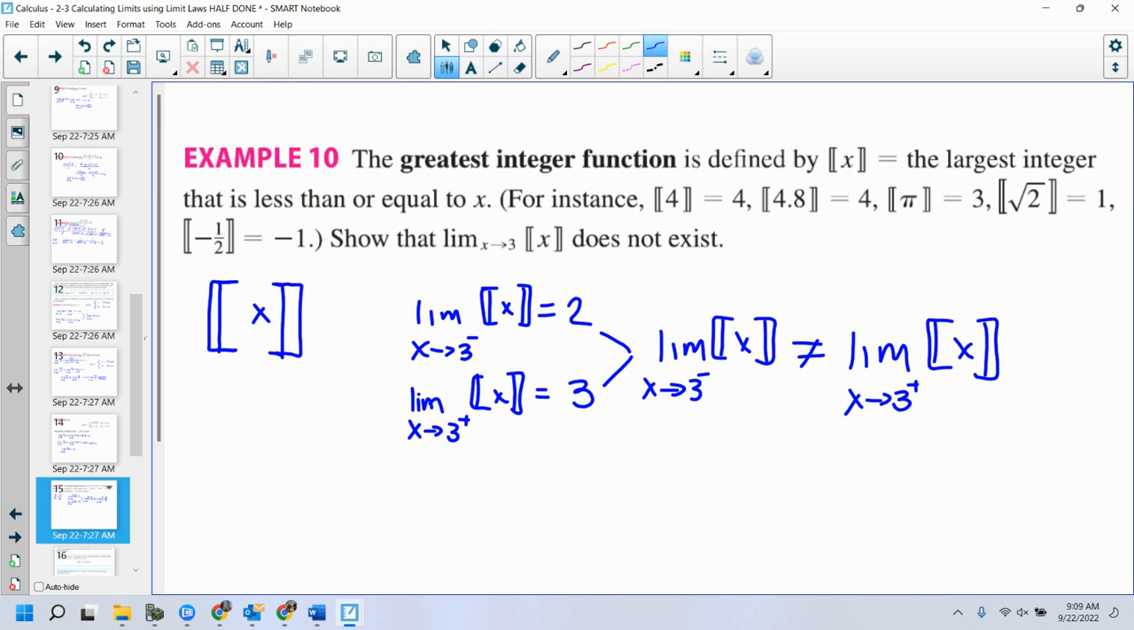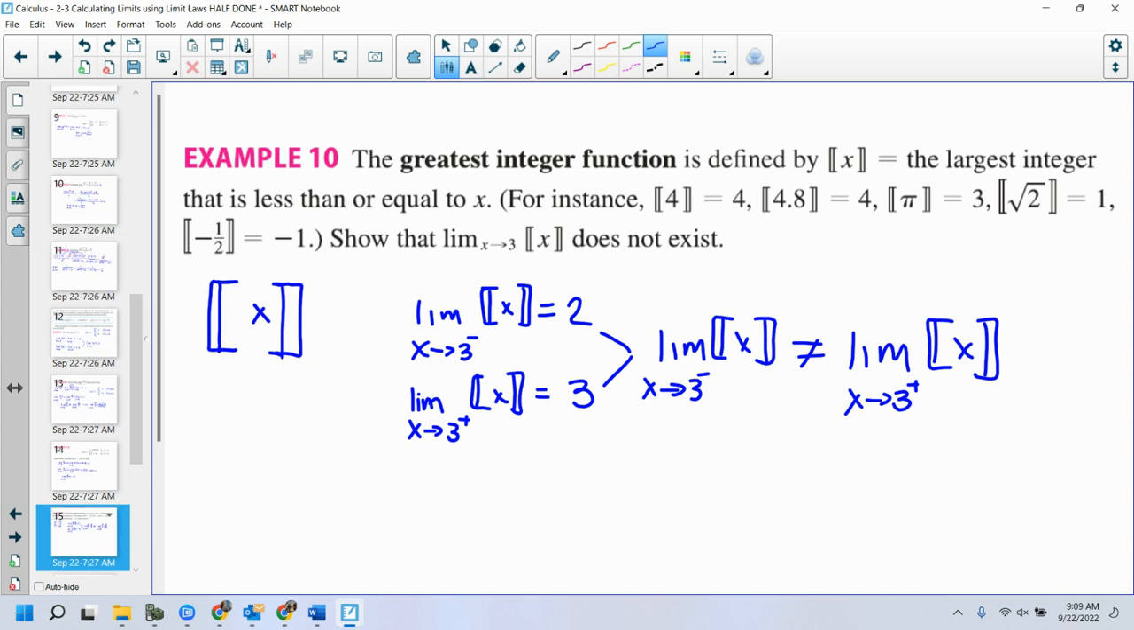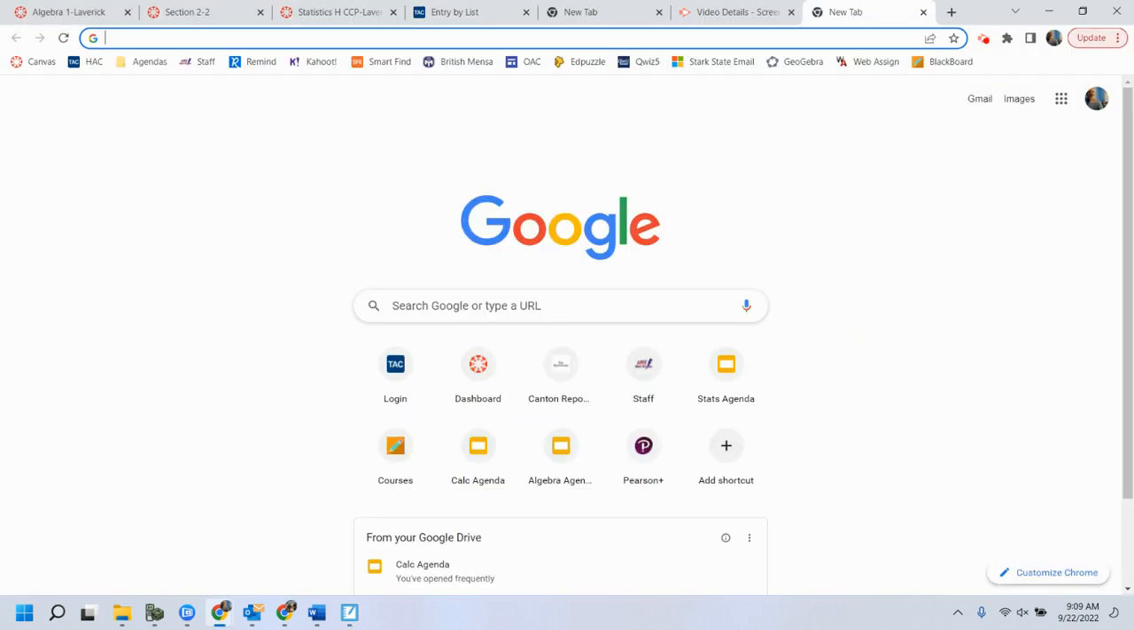The greatest integer function looks kind of like piecewise-y in its graph. Let me actually show you what it looks like here. Yeah, there's no way we're going to get to the end of today's notes, so I'll stall a little bit for you guys.